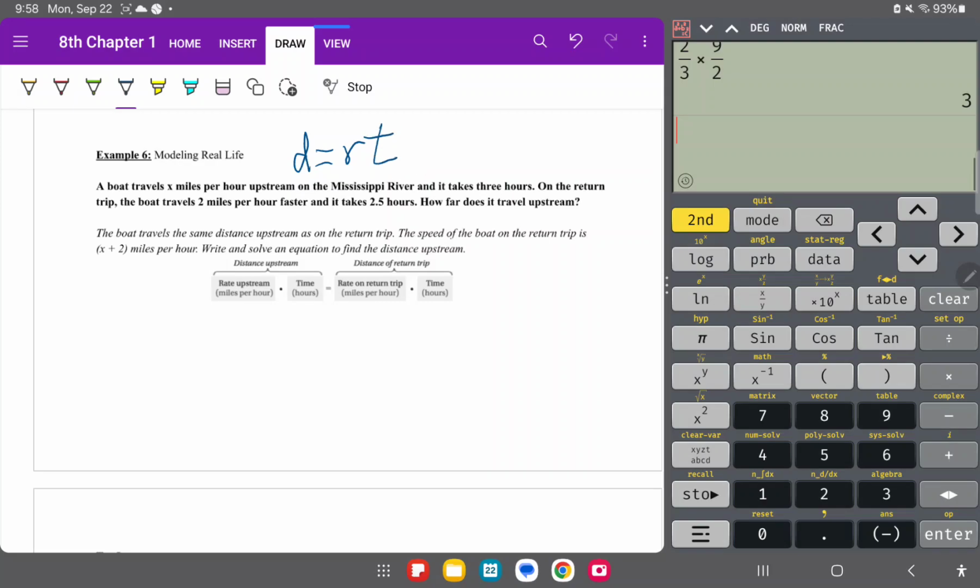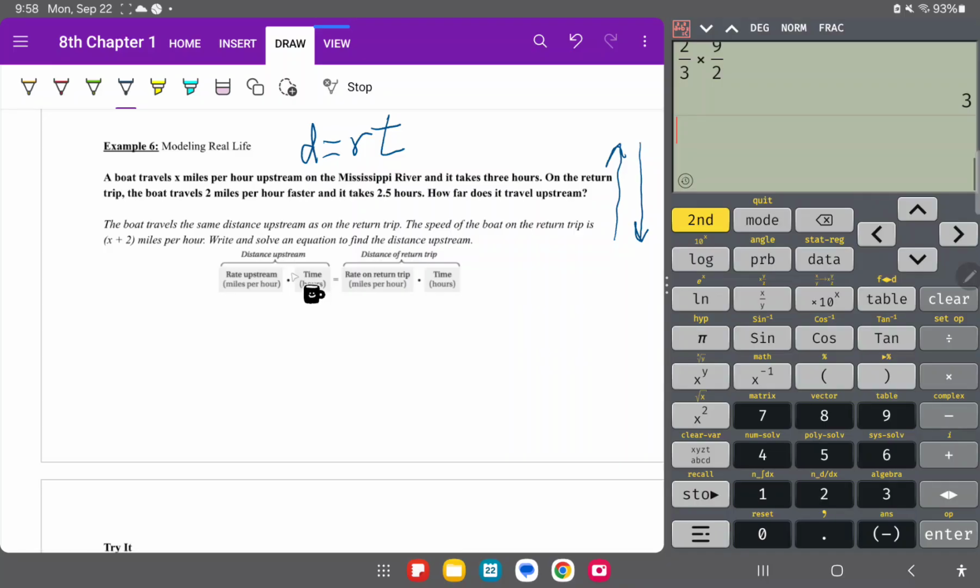Now, since traveling, I'm going to go upstream a certain distance, and then I'm going to go back downstream a certain distance. So the distance for each is the same. Like if this was 2 miles, this would also be 2 miles, either way we go, okay? The difference is the time and the speed at which we traveled.